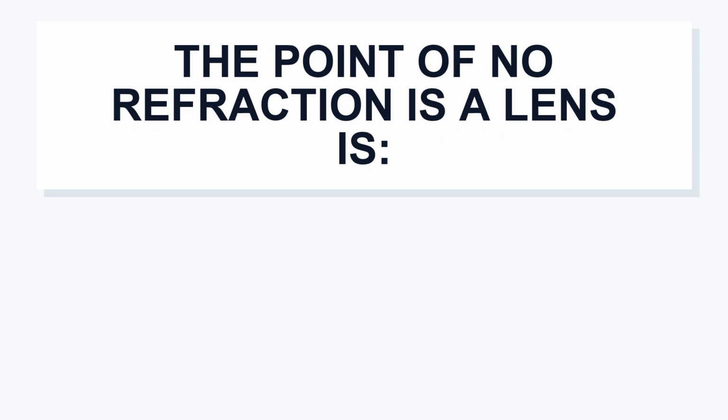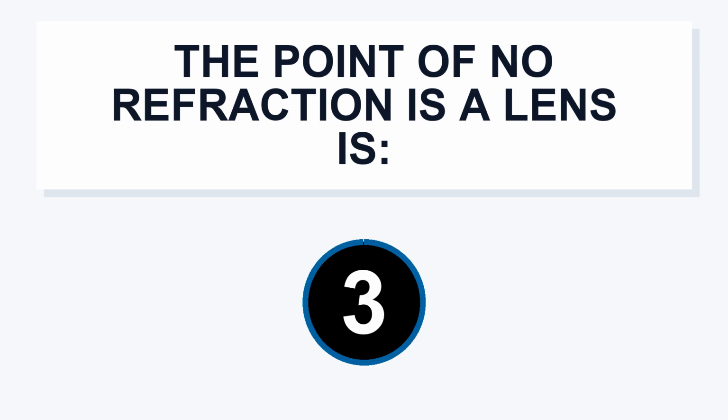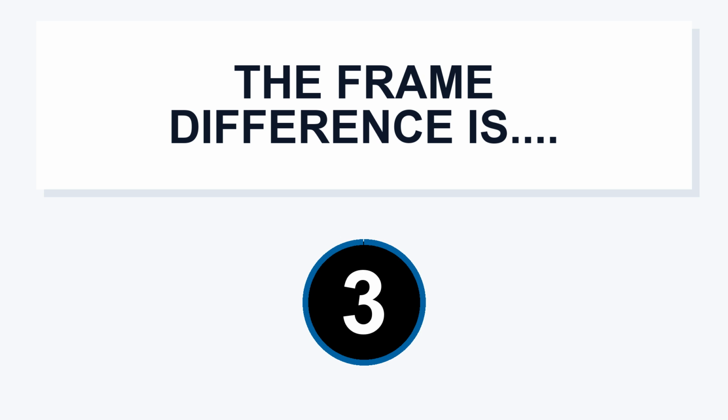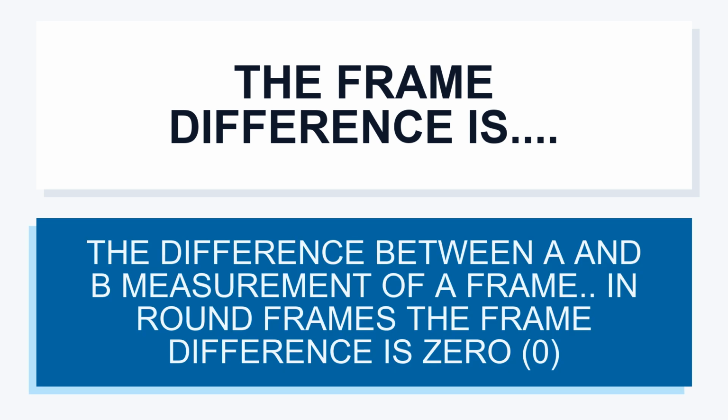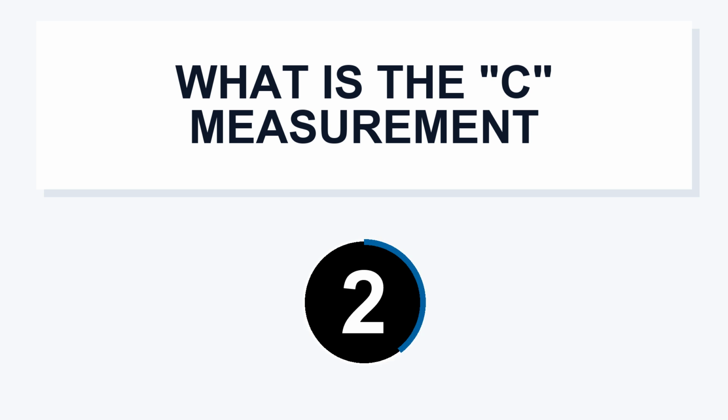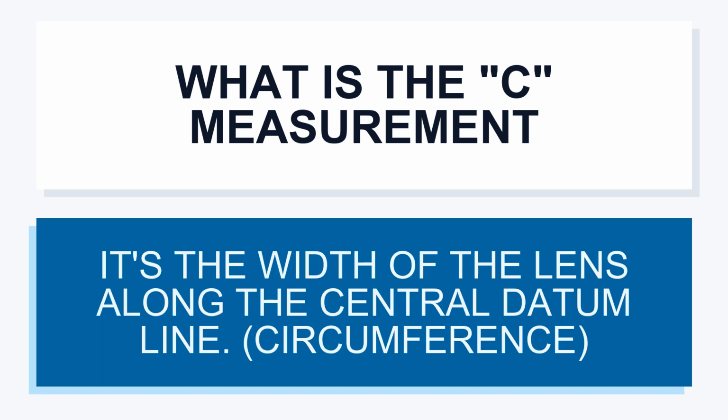The point of no refraction in a lens is the optical center. The frame differences. The difference between A and B measurement of a frame. In round frames the frame difference is 0. What is the C measurement? It's the width of the lens along the central datum line, circumference.